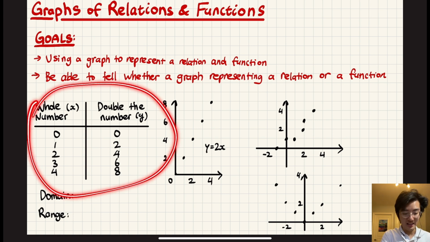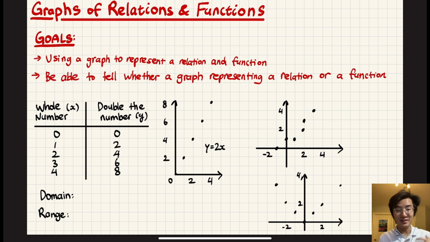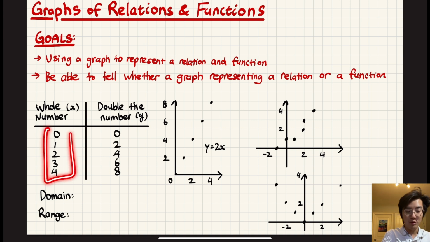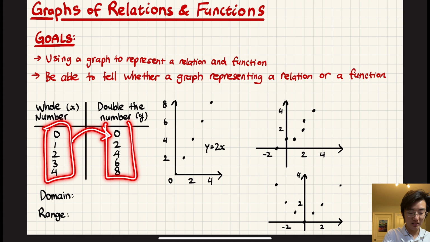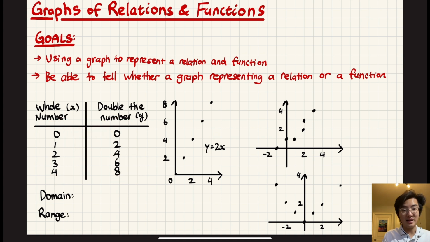All we have here is a whole number and the double of a whole number. So we're relating our first number to this set of numbers, and the only relation is that we're just doubling whatever the number is. What we can do now is plot them on a graph, right? Our first number is 0 and 0. So 0 times 2 is just 0, so we have this point right here.